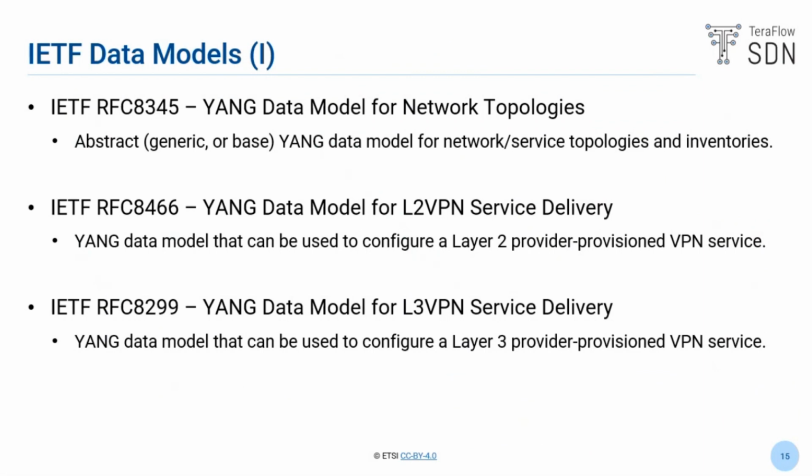Regarding the data models we plan to use for these extensions, we tried to identify relevant standardized IETF models. Some of them are still draft data models. So we plan to use RFC 8345 for the network topologies, which enables exposing the network topologies in an abstract manner. RFC 8466 enables issuing layer 2 VPN service requests. RFC 8299 is essentially the same, but for layer 3 VPNs.